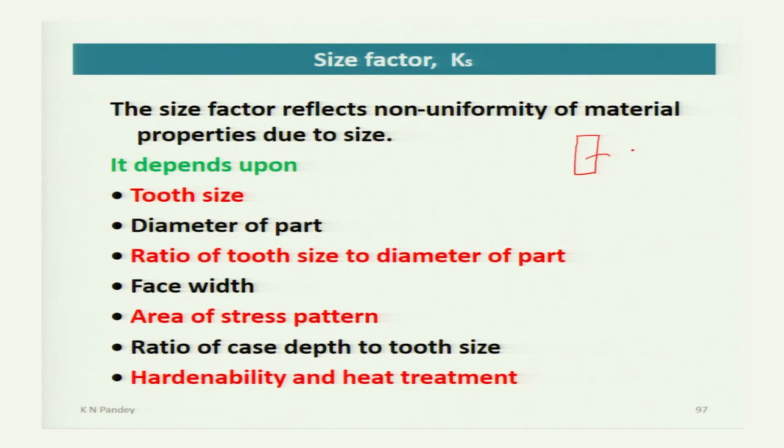This is the reason why nanoparticles have very high strength: their size is very, very small, and the chances of defects are rare, so they will have very high strength. This is taken into account by Ks, and also the non-uniform distribution of properties. If properties are not the same throughout the volume of the material, then there will also be a different strength.